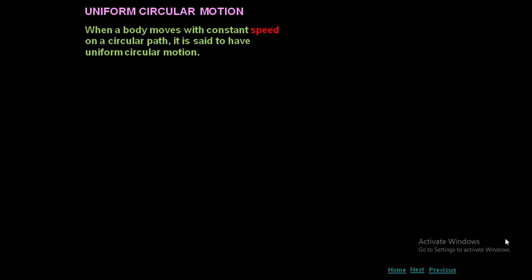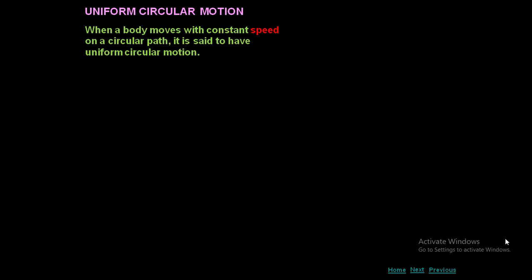Uniform circular motion. Whenever you consider circular motion, a body moving along a circular path is said to be under circular motion. Now, if you consider the speed, based on the speed, the circular motion has been divided into two parts.